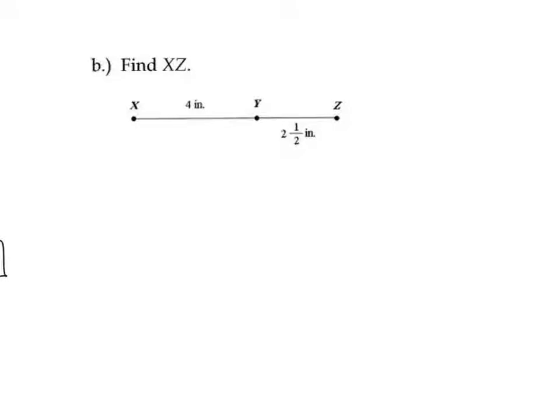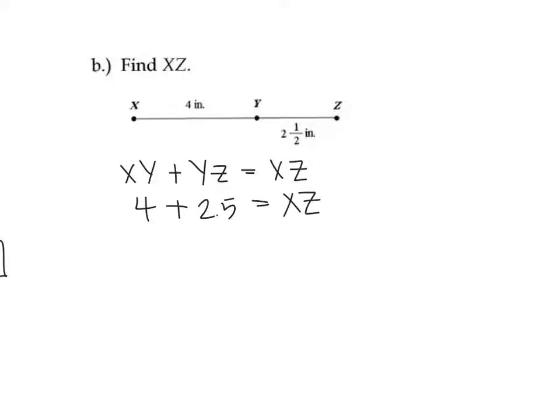Next, we want to find the length of XZ. Using our definition for length, we have that XY plus YZ is going to equal XZ. XY is 4 inches, so we have 4 plus YZ is 2.5 inches. I don't like to write mixed numbers, so I'm going to write it as a decimal, 2.5, equals XZ. Now we just add 4 and 2.5, so we get that XZ equals 6.5, and then our units, which are inches.